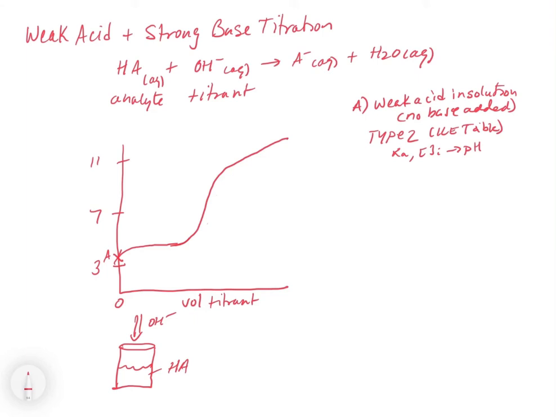And so now let's go to where our equivalence point is going to be. Our equivalence point is going to be at the inflection point. And something interesting happens here. Our inflection point is not at pH 7, but somewhere greater than pH 7. So this is going to be point B. And so the question is why is the pH greater than 7?